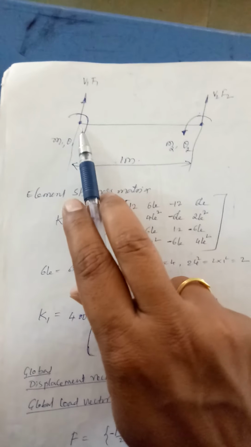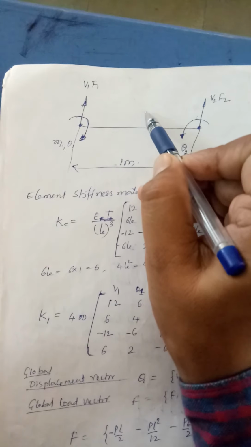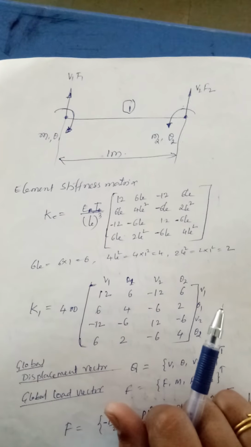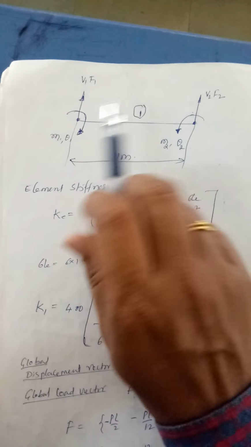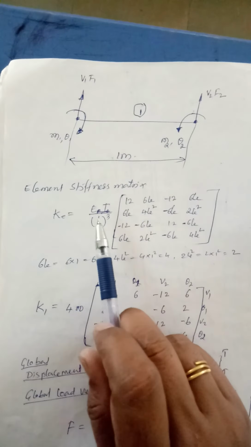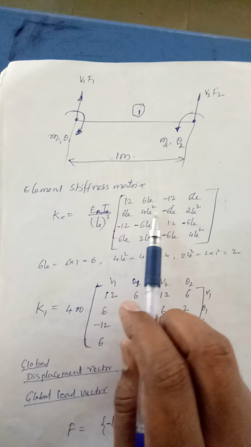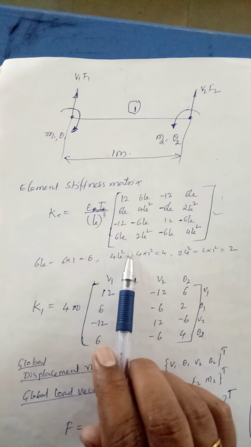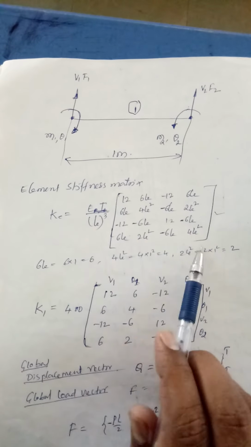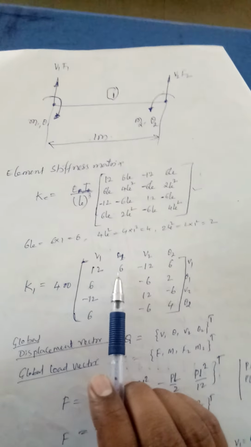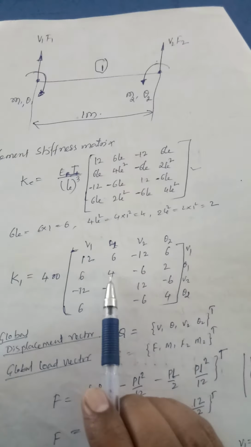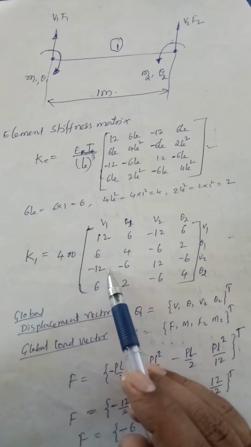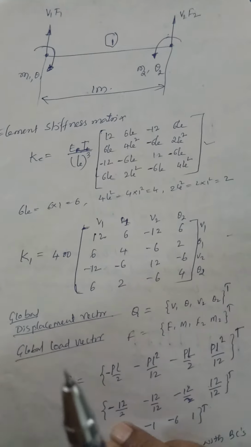Draw the FE model. Here you have to consider only one element. Then you have to represent the displacements and angular displacements, both the same. For K you have to write EI by LE cube, that stiffness matrix, it is already told. Then calculate 6LE, 4LE square and 2LE square. The values you can substitute back in the stiffness matrix. Here only one element is there, so you have to find only one stiffness matrix. That itself becomes the global stiffness matrix because only one element is there.